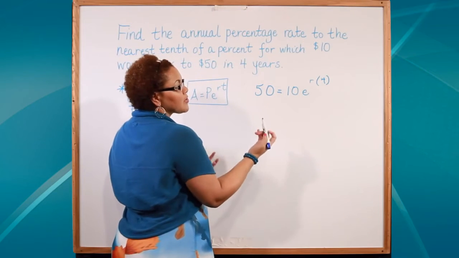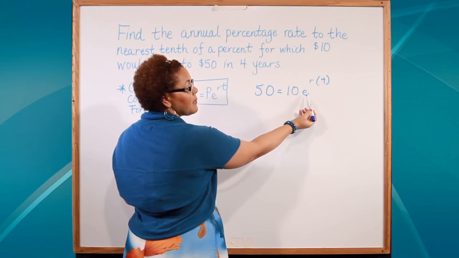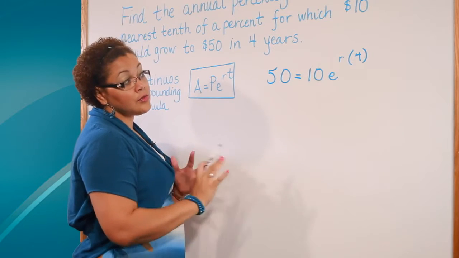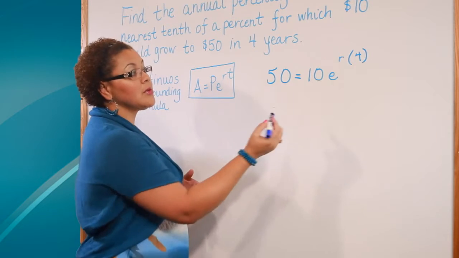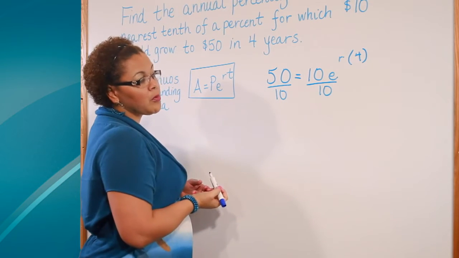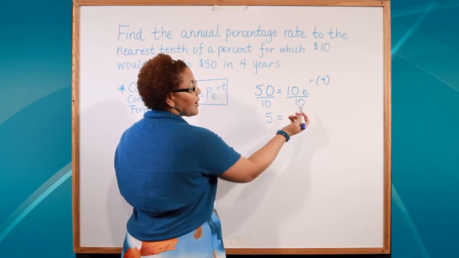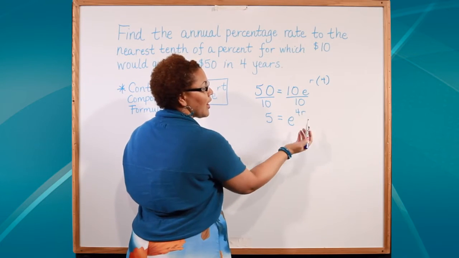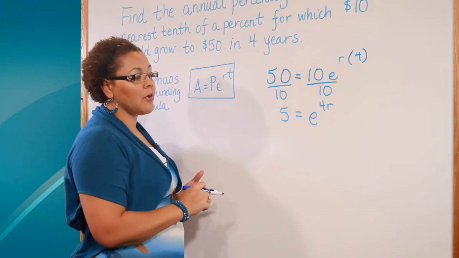When I look at this, because I want to solve for r, which is in the exponent of the base e, I'm going to eliminate some other values so that we can get to that unknown variable. The first thing I'm going to do is divide both sides by 10. Now my problem will simplify: 50 divided by 10 is 5, and 10 divided by 10 reduces to 1, so we're left with e to the 4r. I'm just going to write the 4 first because the coefficient should precede the variable.